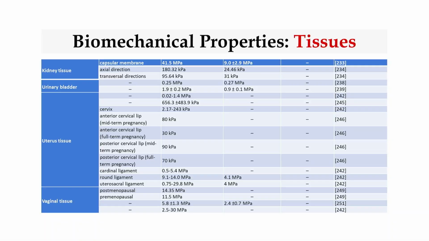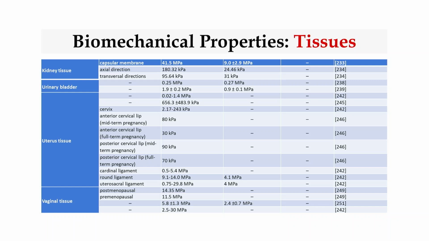Kidney tissue properties have also been reported, as well as the urinary bladder. Uterus tissue is very interesting. They have reported a lot of different properties for the cervix, anterior cervical lip, posterior cervical lip, and the cardinal ligament, round ligament, uterosacral ligament. Very, very important components of the uterus as an organ, and all these properties have been very well defined, majorly for understanding the female pelvic system.